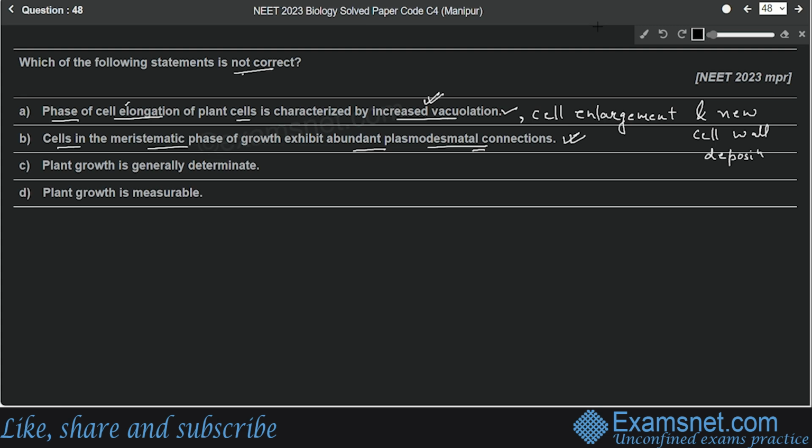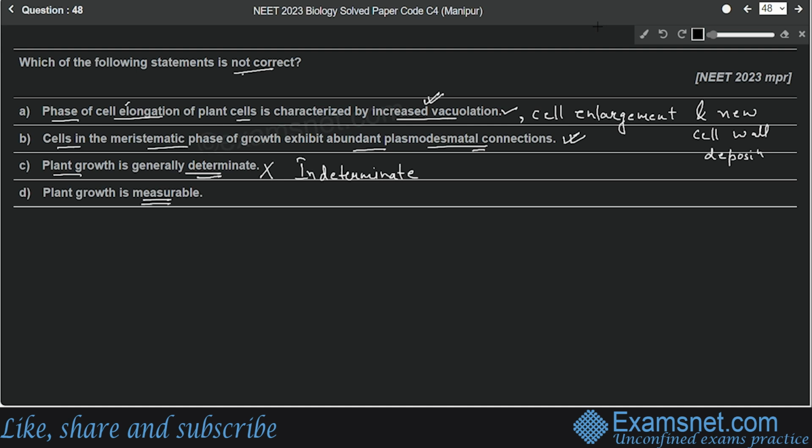Okay, what is plasmodesmatal connections? It is the cytoplasmic connection that enables the transportation of substances between two cells. Then the third statement, it says plant growth is generally determinate. Now this is incorrect statement because we know that one of the most important characteristics of plant growth is that its growth is indeterminate. Okay, plants show indeterminate growth. That means they continue to grow as long as they live due to continuous production of the new cells by meristematic tissues.